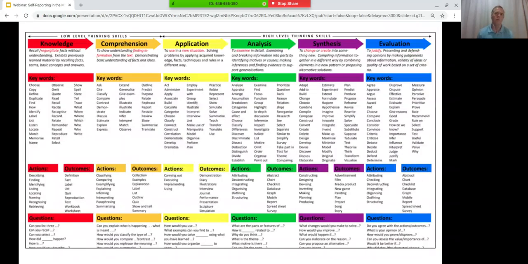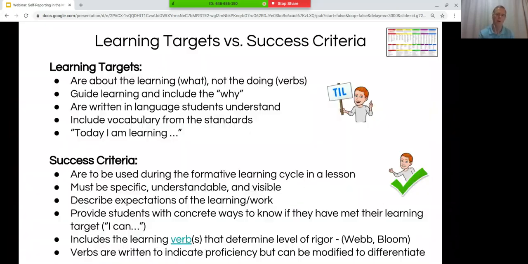We have one quick question from the last slide, Dan. Sorry to interrupt. No. Asking what the difference is between learning target, learning intention, and learning objective.